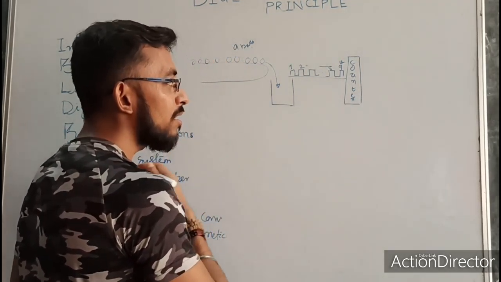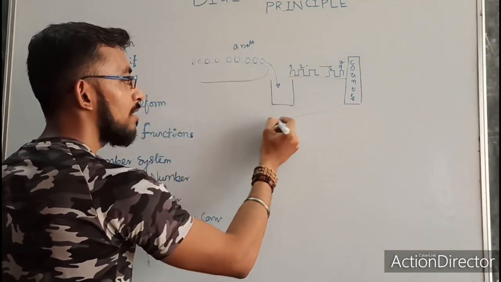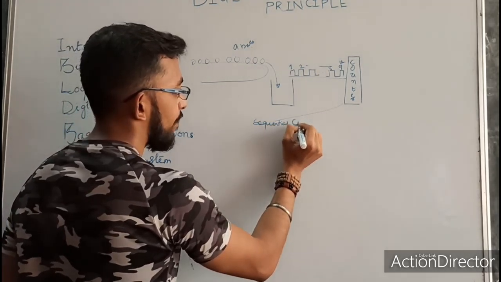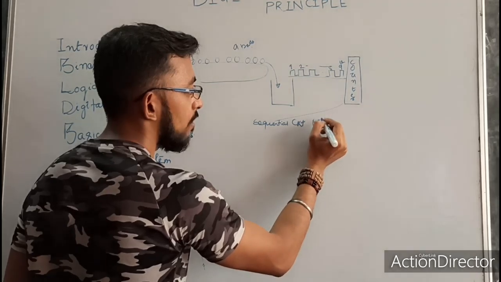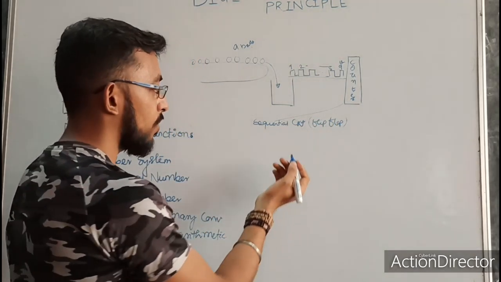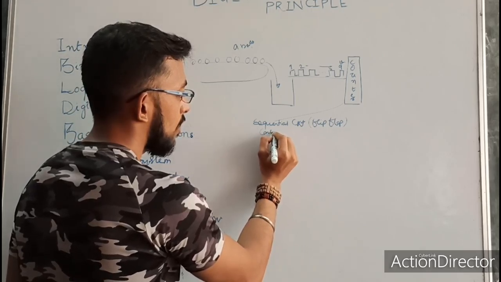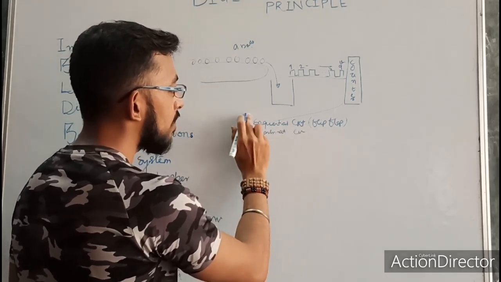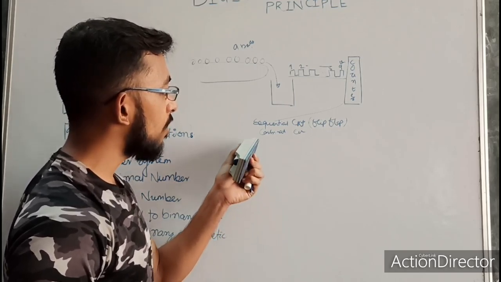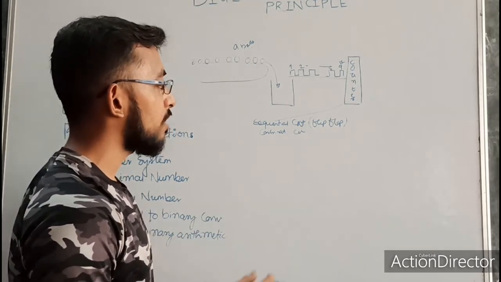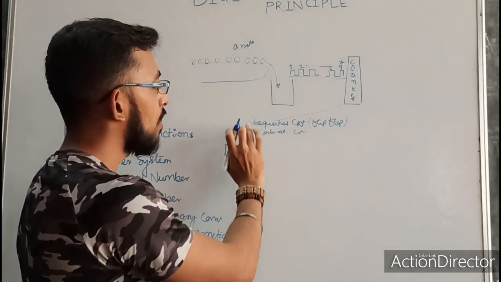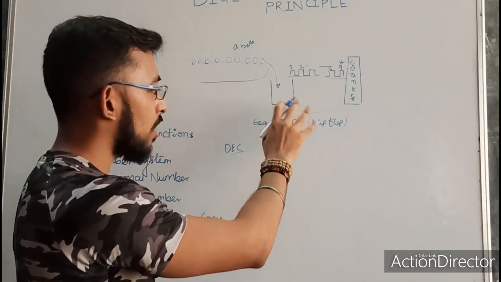What is a counter? A counter is a sequential circuit which uses flip-flops. There are two types of circuits: one is the sequential circuit, and the other is the combinational circuit. If you are an electronics engineer, you will read all of this in your 3rd or 4th semester, in the subject digital electronic circuits, DEC. You will learn what is sequential and what is combinational. But for our basic electronics, we are not required to.